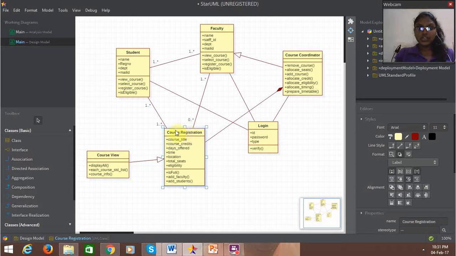Now, in the course registration class, these are the details that a course should have. Those include course title, its credits, its days offered, the time limit, its location, its eligibility, and so on. You can have many more. The main functions that it would be performing are checking whether it's full, adding faculties to each course, and adding students. So this is a class diagram.